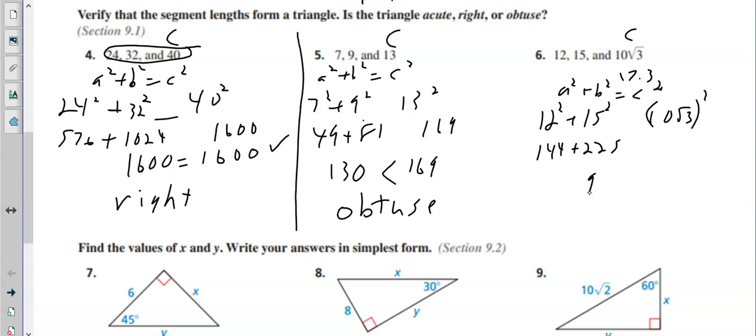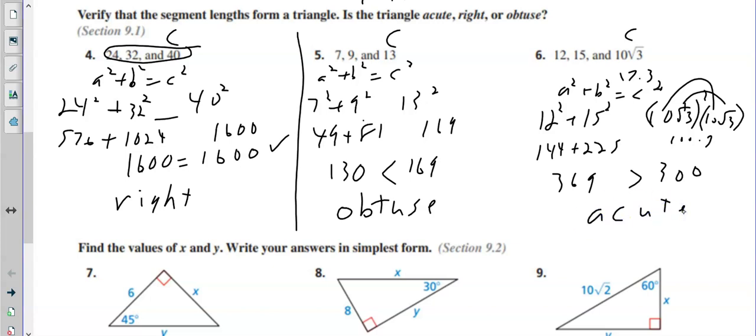That's going to be 9. 4 plus 2 is 6. And that's 369. Over here, we're going to square this. Now, remember, this is really the same thing as 10 root 3 times 10 root 3. So we do outside times outside, which is going to be 100, times root 3 times root 3 is just 3. So that's 300. So this time, a squared plus b squared is bigger than c squared. Therefore, it is an acute triangle.